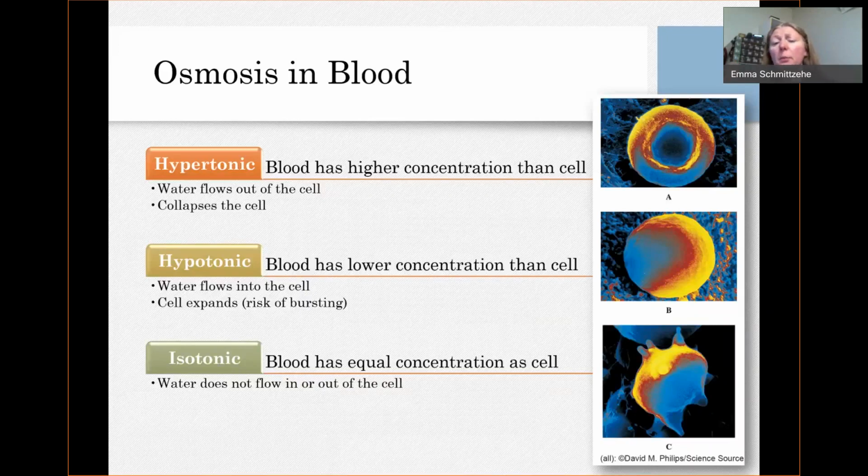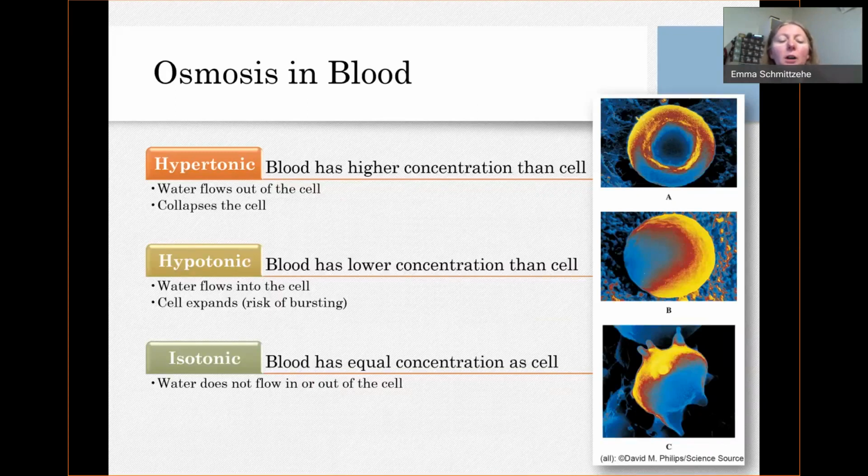And so remember, if it's a higher concentration, then solvent is going to flow towards it. Meaning in this case, the place where you can get more solvent would be within the cell. So then water would flow out of the cell into the blood, which would cause the cell to start to collapse, okay? And so eventually that could be a bad thing if too much water comes out of the cell.